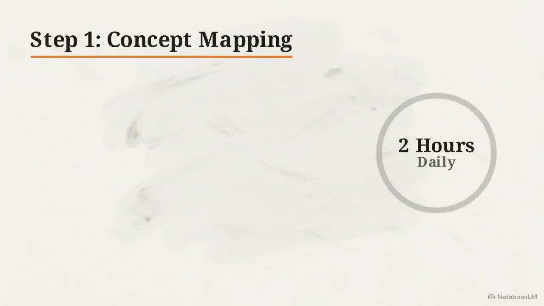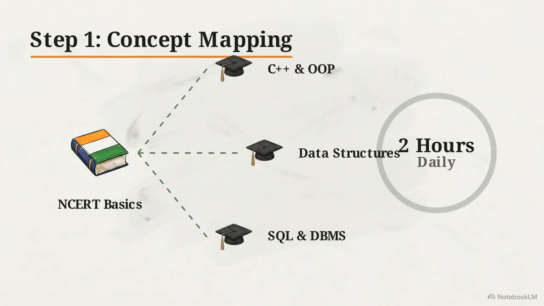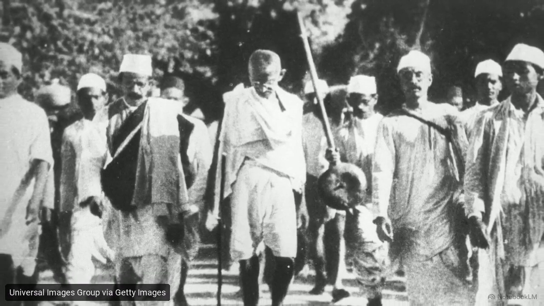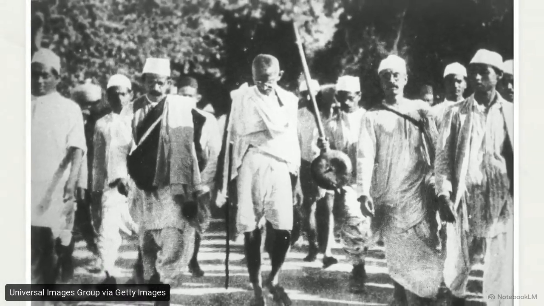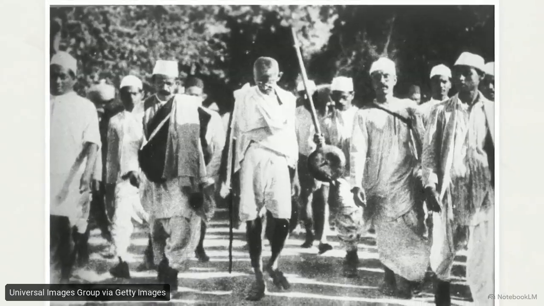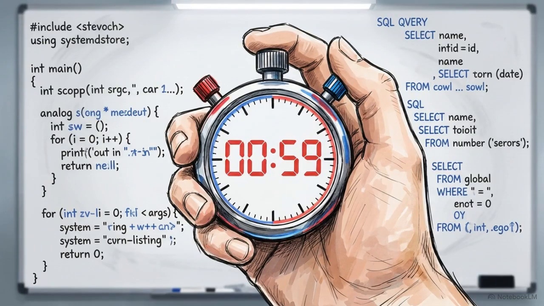Step 1 is concept mapping. Spend 2 hours each day taking NCERT computer science topics and researching them to graduate level depth. Step 2 is GS integration. Devote 1 hour daily to studying the Indian national movement and regional current affairs to cover the Part 3 syllabus. Step 3 is the 60-second drill. Practice solving programming and SQL problems using a physical stopwatch to simulate the time pressure of the exam hall.